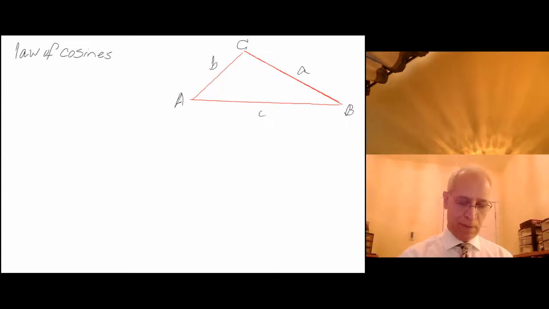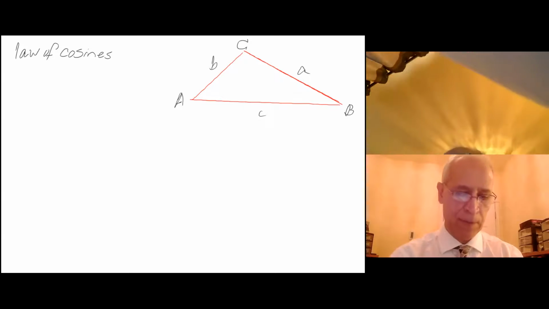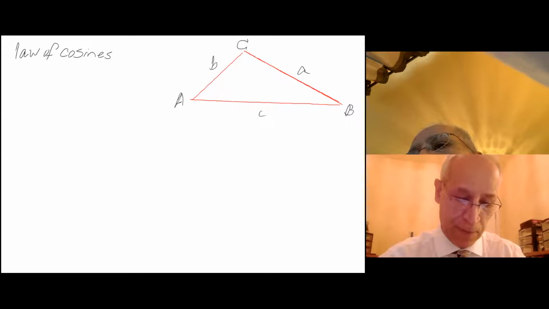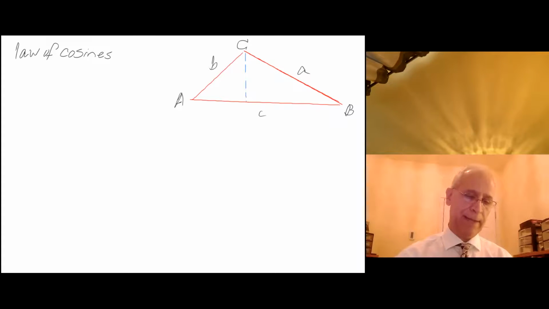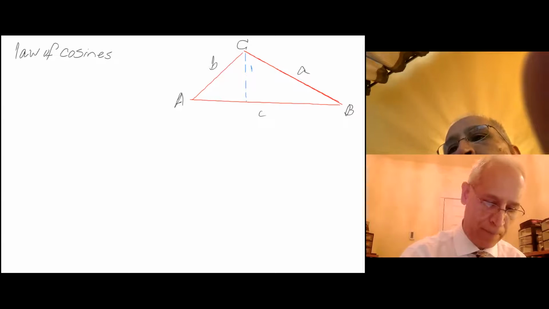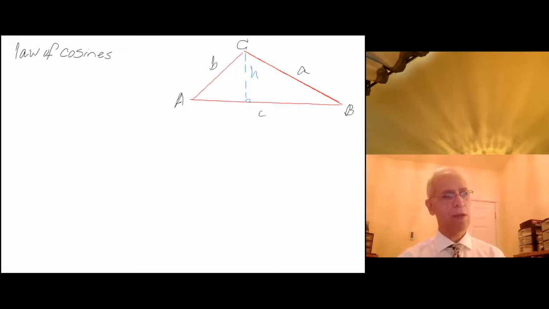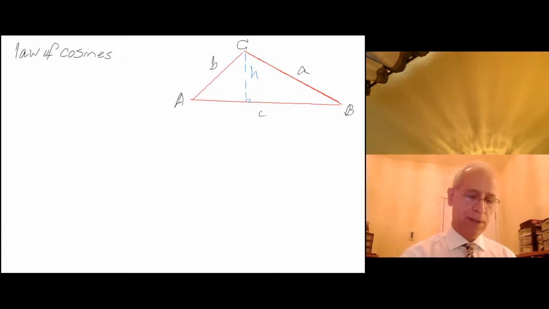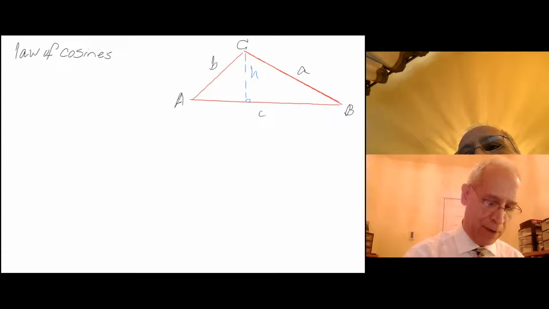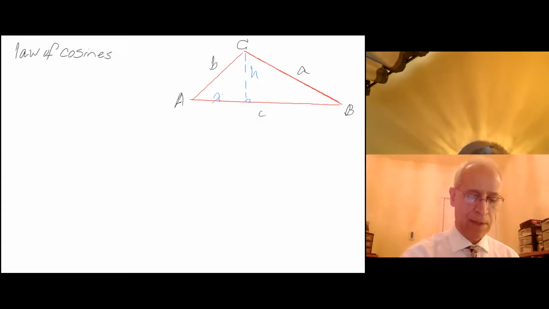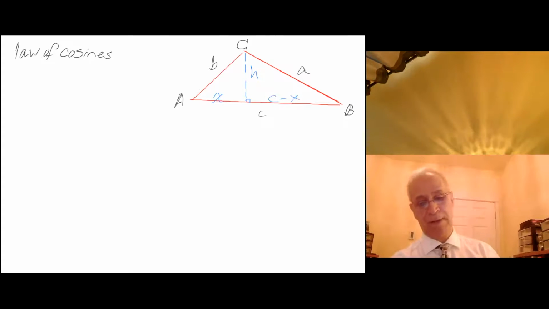Now, if I drop a perpendicular from angle C down, and let's call that H, such that it makes 90 degrees, notice that this small part right here, if I call this part x, then this part, the right part, is going to be c minus x.